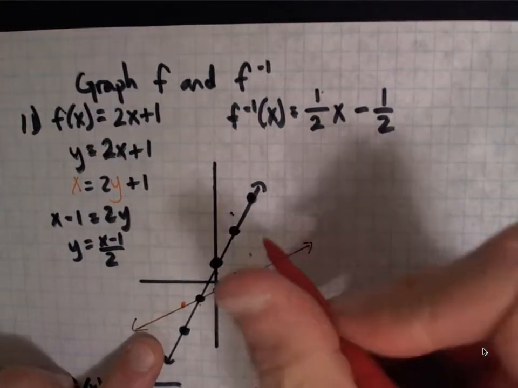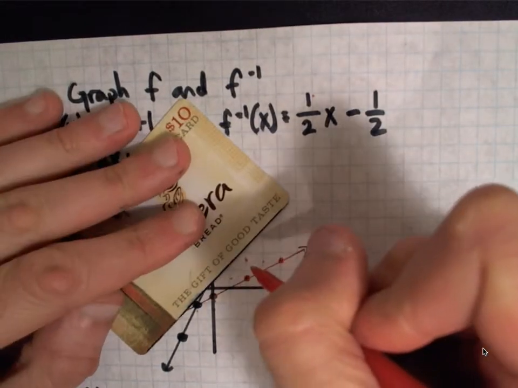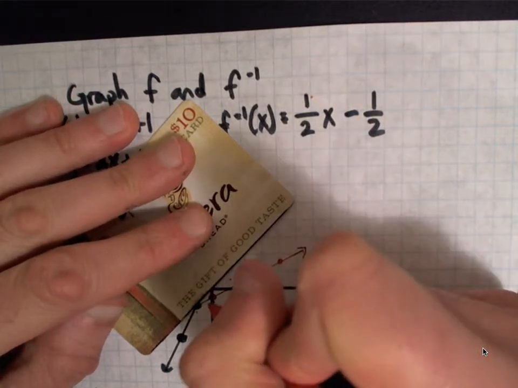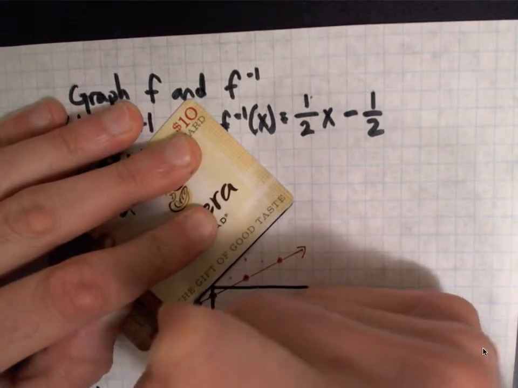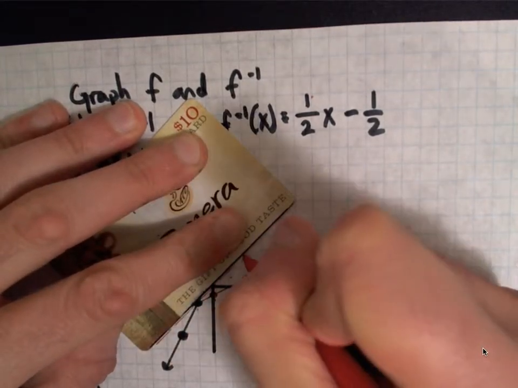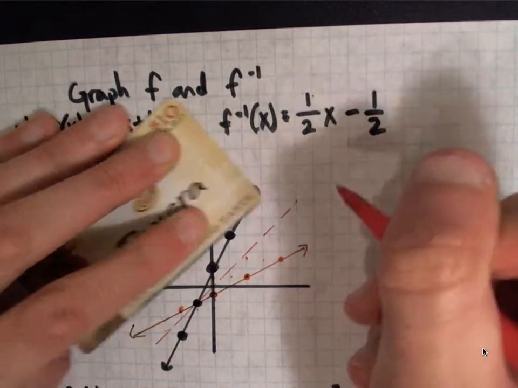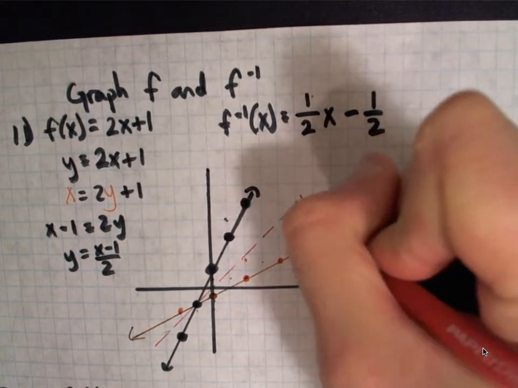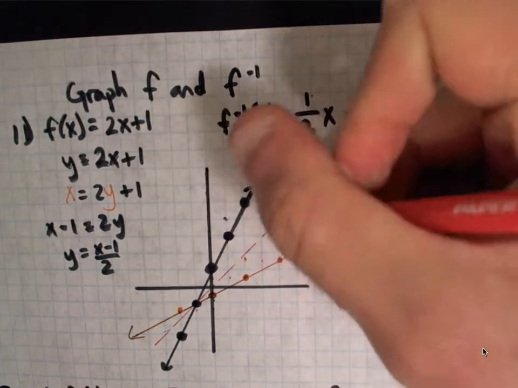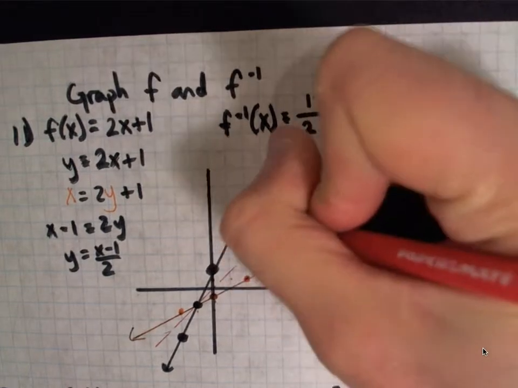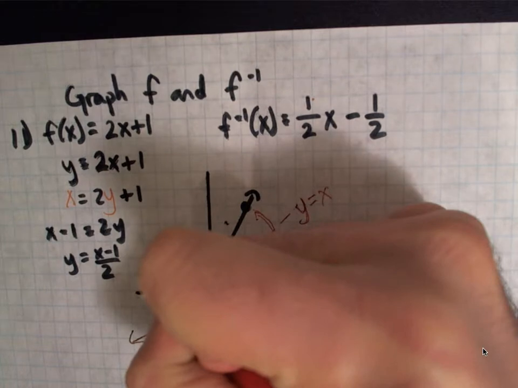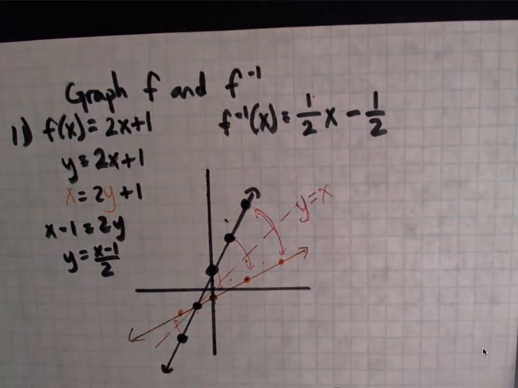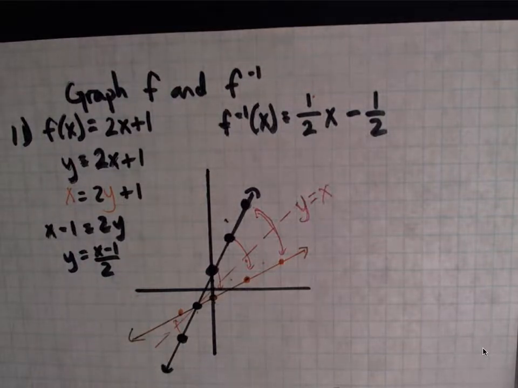we can see that these guys are crossing at the line y equals x. Remember, y equals x is just the line that goes straight diagonal through 1, 1, 2, 2. Right, that's the line y equals x. Everything is just a reflection. Oops, I guess it should be this way. Reflection over this line.